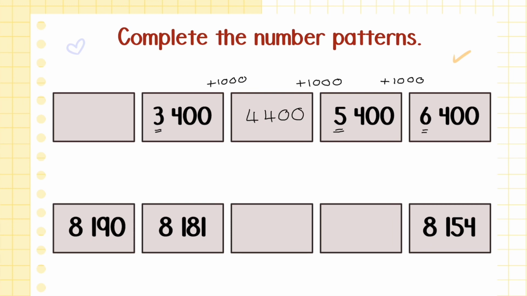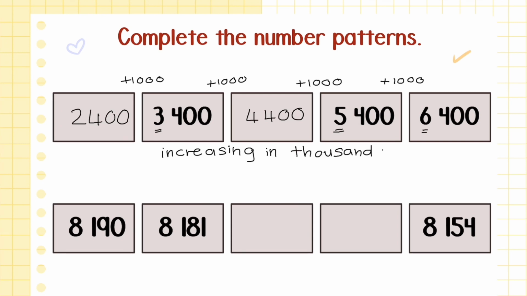Good. So for the first number, we plus 1,000. What is the number when we plus 1,000? It will become 3,000. Yes, it is 2,000. 2,400. If we plus 1,000, it becomes 3,400. Now, can you tell me what is the number pattern for this example? Yes, the number pattern for this example is increasing because it's going up, as you can see. Increasing in how many steps? 1,000 steps. So this number pattern is increasing in thousands.